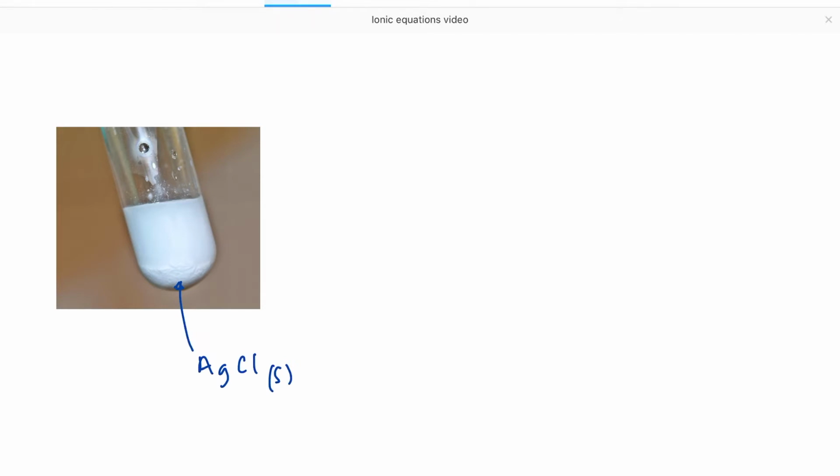If this particular picture had been taken maybe 10, 20 minutes later, we'd expect to see a clear solution sitting above a pile of white silver chloride. I can make a precipitate of silver chloride by mixing together two solutions: silver nitrate, which is soluble, and sodium chloride solution, which is also soluble.